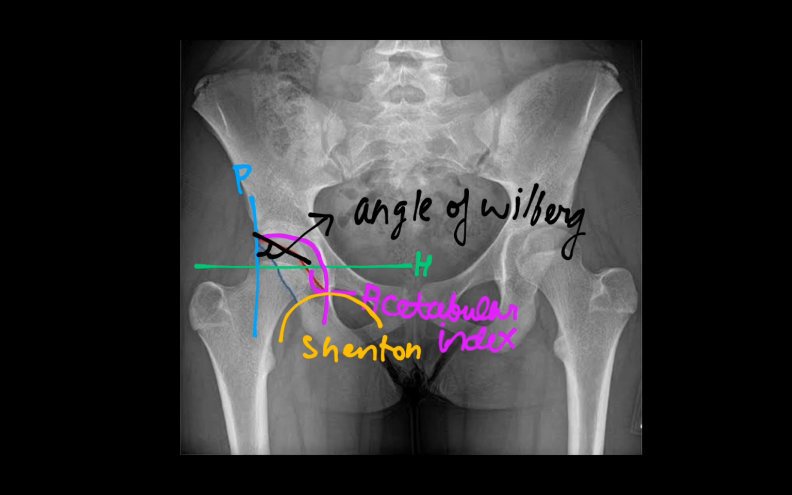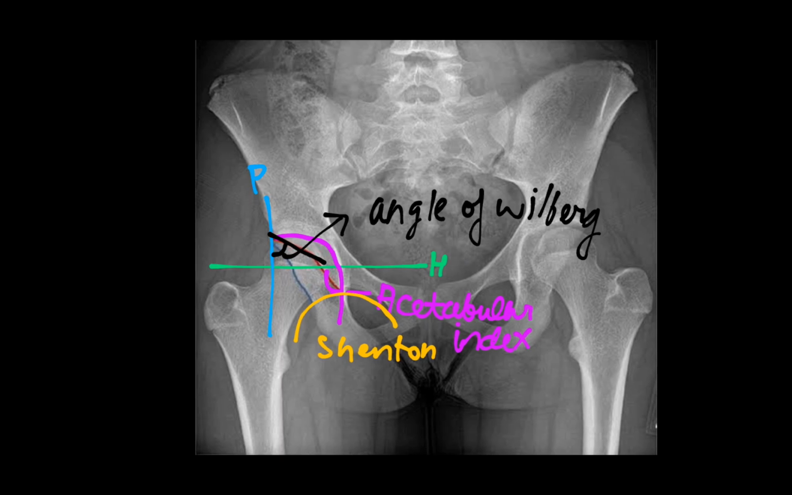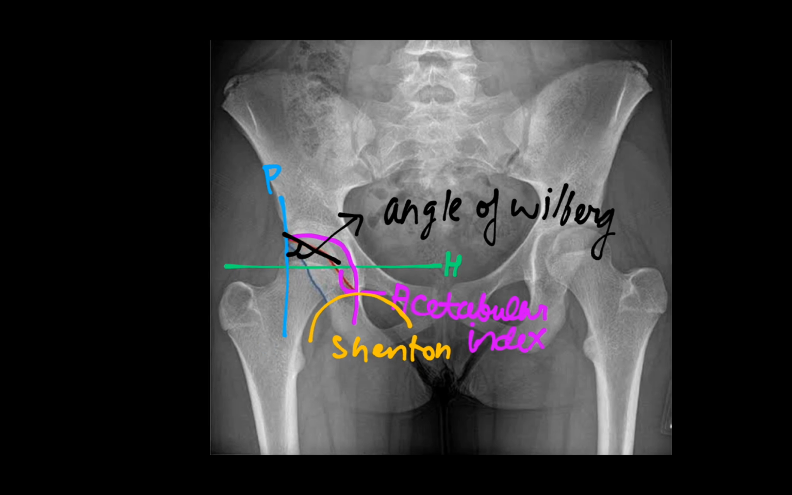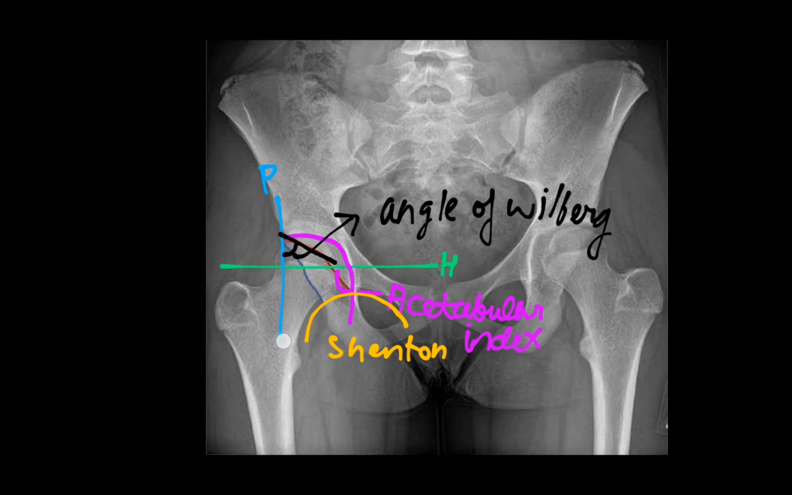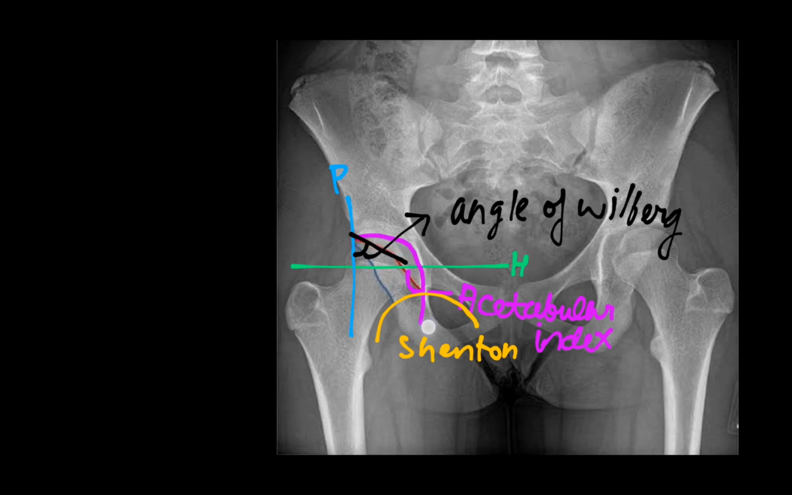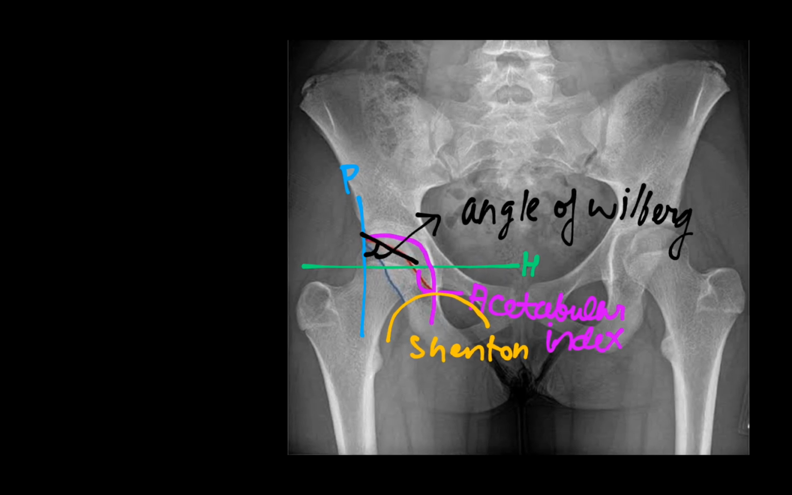Then is Hilgenreiner's line. H for Hilgenreiner and H for horizontal. It is a horizontal line through the triradiate cartilage, the green one. Then Perkins line. Perkins is vertical. Remember PV. Perkins is vertical and drawn at the outer border of the acetabulum, perpendicular to Hilgenreiner's line. Then we have the acetabular index. Acetabular index is in relation to Hilgenreiner's line. Here we draw a line along the acetabular surface, and the angle formed between the H line and the acetabular surface is known as the acetabular index.